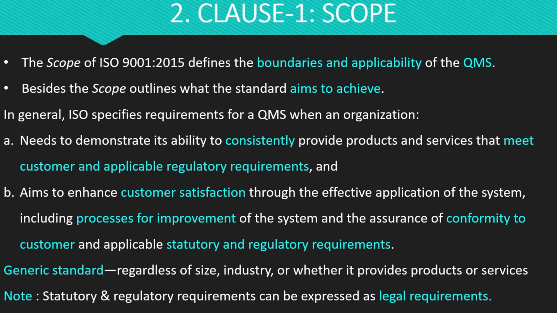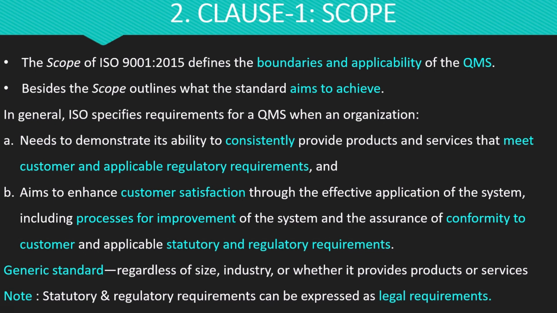Moving to clause 1, scope. The scope of the standard defines the boundaries and the applicability of the quality management system. It just tells what's included and what's not included from the standard. Besides, the scope outlines what the standard aims to achieve, or the purpose of the standard.